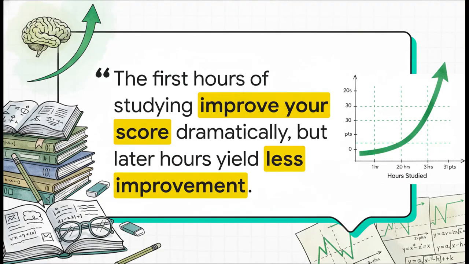And here's the perfect analogy for it. Think about studying for a big test. That first hour, man, your score might jump 20 points. The next couple hours might add another 10. But that 10th hour you spend studying, it might only give you 1 extra point. That is diminishing returns, and it has the exact shape of a square root graph.